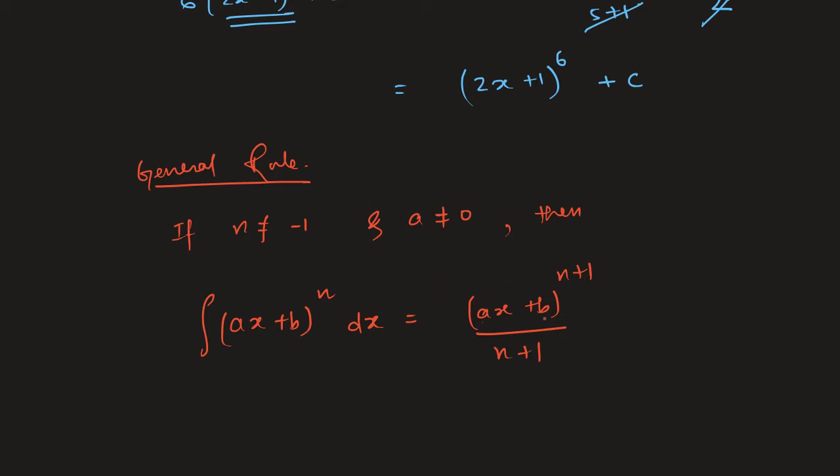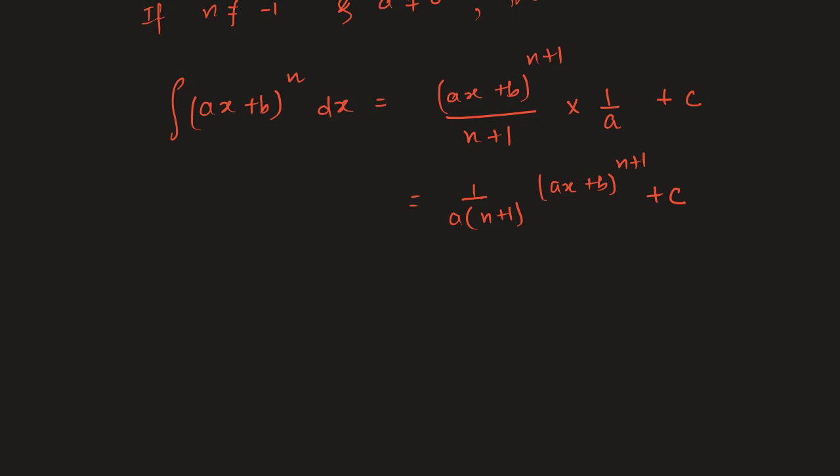We used to differentiate the inside part also. Now if you differentiate this inside part, what you will get is a. Now in case of differentiation, we used to multiply it by a. In this case, we'll divide it by a, plus c. So if you simplify, I can write this as 1 upon a(n plus 1), times (ax plus b) to the power n plus 1, plus c. Is it clear? Okay. Now let's look at some examples over here.